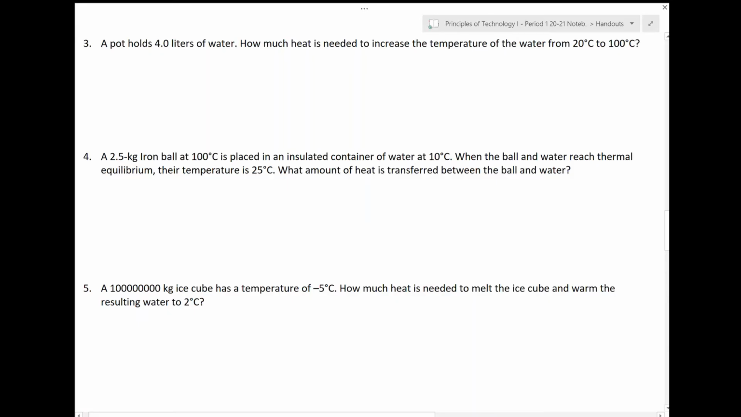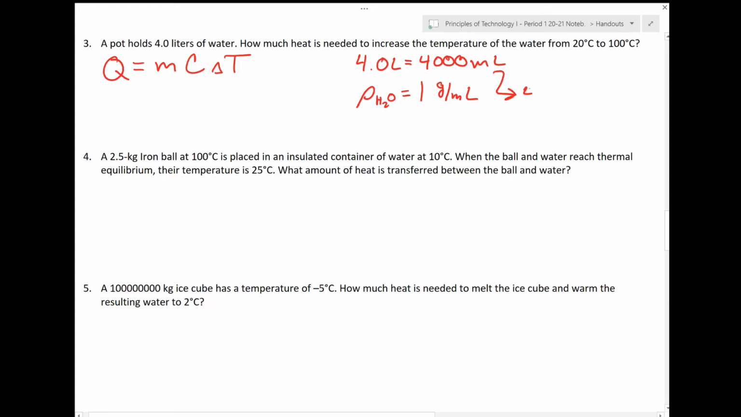Number 3 says a pot holds 4 liters of water. How much heat is needed to increase the temperature of water from 20 degrees Celsius to 100 degrees Celsius? In order to figure this problem out, we are going to use the equation heat is equal to the mass of the fluid times the specific heat of the fluid times the change in temperature of the fluid. To find the mass of the water, we need to use the fact that 4 liters is equal to 4,000 milliliters. We also need to be aware that the density of water is equal to 1 gram per milliliter. So if we have 4,000 milliliters of water, we have 4,000 grams of water for the mass.